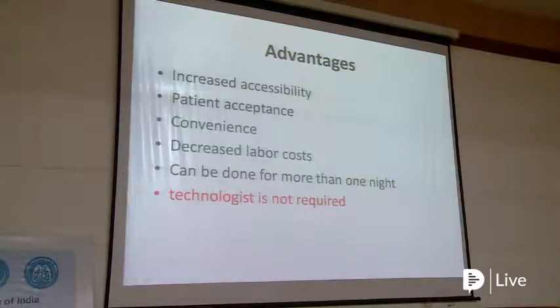Now, the advantages of portable monitoring are increased accessibility and patient acceptance. In India, I think it is increasing, and more and more people are favoring the home sleep study. Other advantages are convenience, decreased labor cost, it can be done for more than one night, and a technologist is not required.